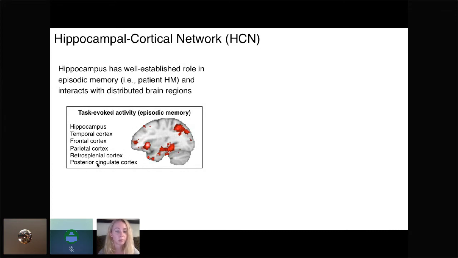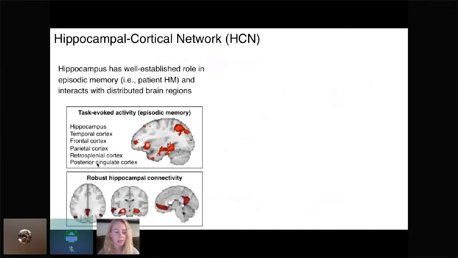Another way we can observe or measure this network is using resting state connectivity. So again, from Neurosynth, an example here, this is the result of placing a seed in the left hippocampus, and these are regions that show robust connectivity. Again, you can see there's this overlap in these regions, and so this is what I'm referring to when I say the HCN. And these two fMRI techniques, task-evoked and resting state connectivity, are techniques that I used in the projects I'll be speaking about today to observe and measure the network.